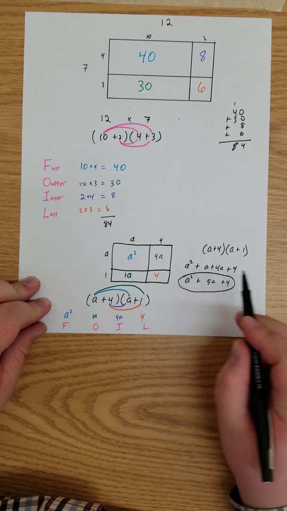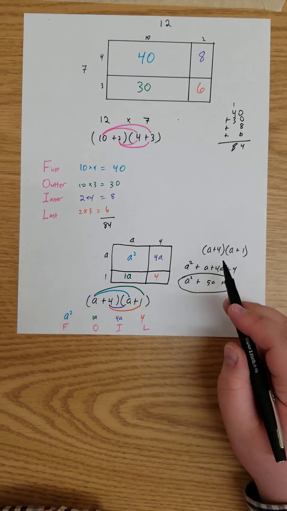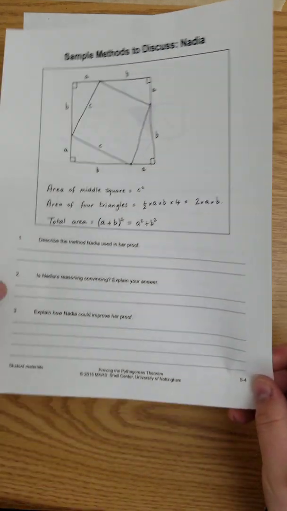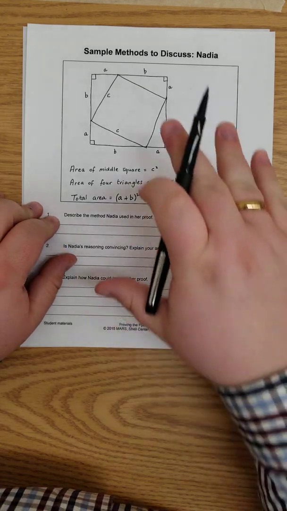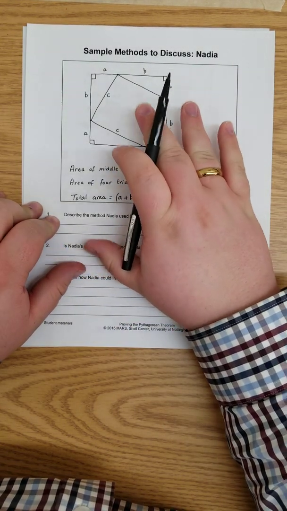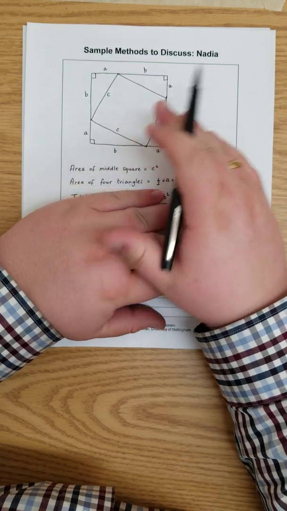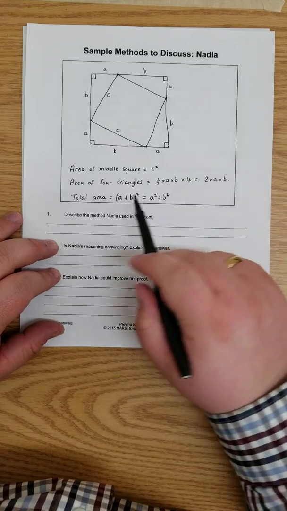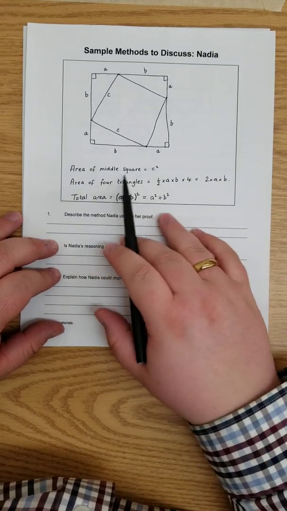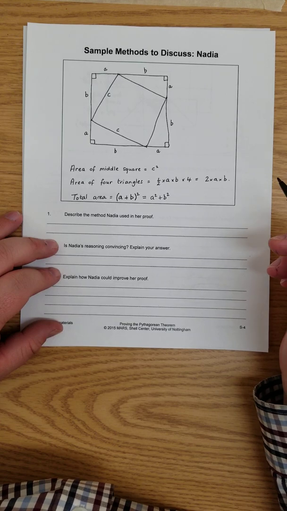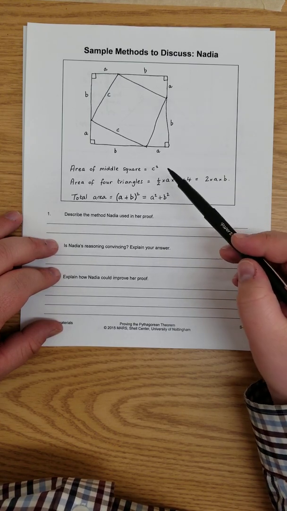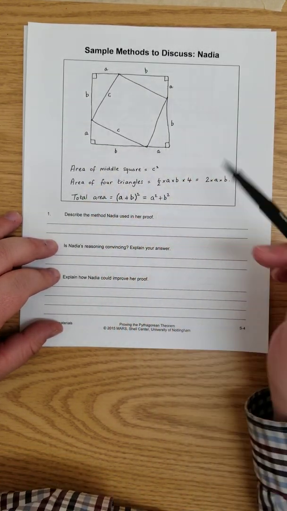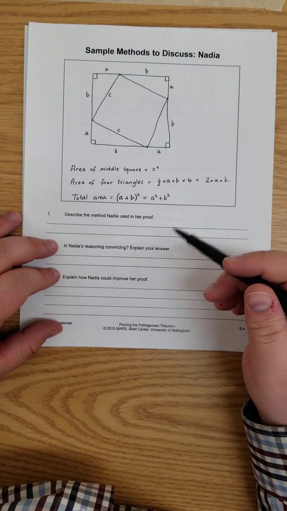You are going to need to know how to multiply these things when we're discussing Nadia's proof, and more importantly, what did she do wrong with her proof? What she has here is adequate, and this does lead to a proof of a squared plus b squared is equal to c squared. However, there's a mistake in here. So I want you to try to figure out how what she's talking about in this thing leads to the realization that a squared plus b squared is equal to c squared.